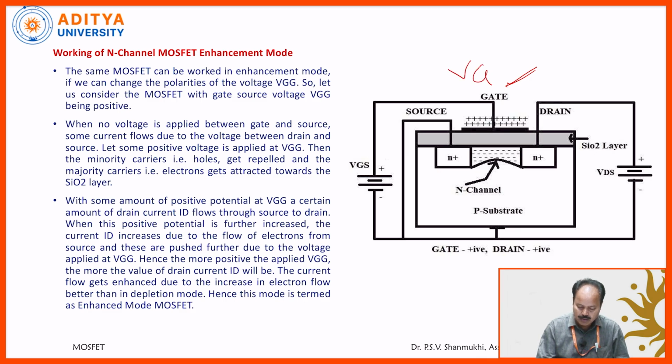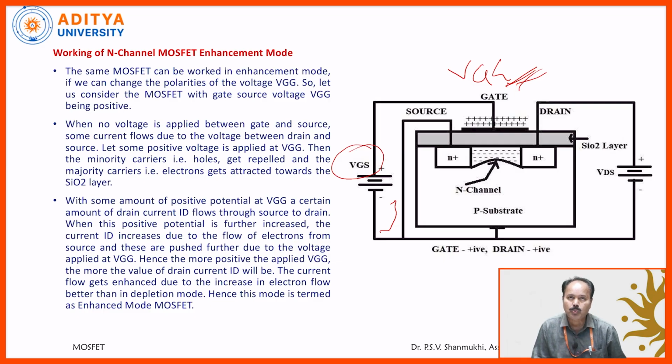I am giving VGG at positive voltage, and the source to, that means this is VGS, gate to source, it is connected under forward bias. So you observe the negative terminal is connected to the n plus channel, means source, and this positive VGG is connected to the gate. When the gate is connected under forward positive voltage, what happens?